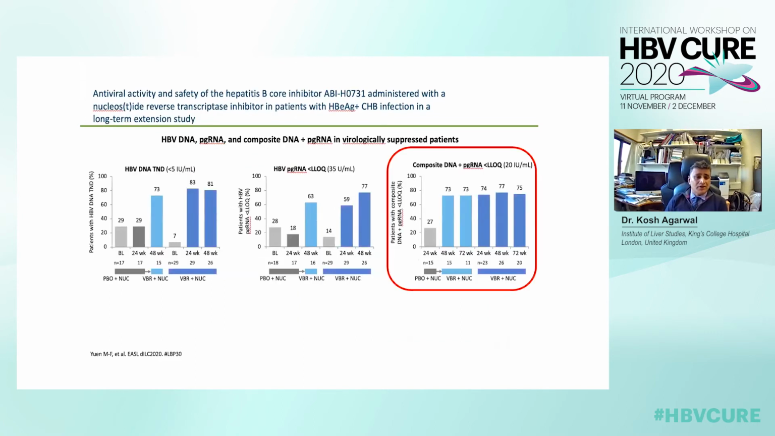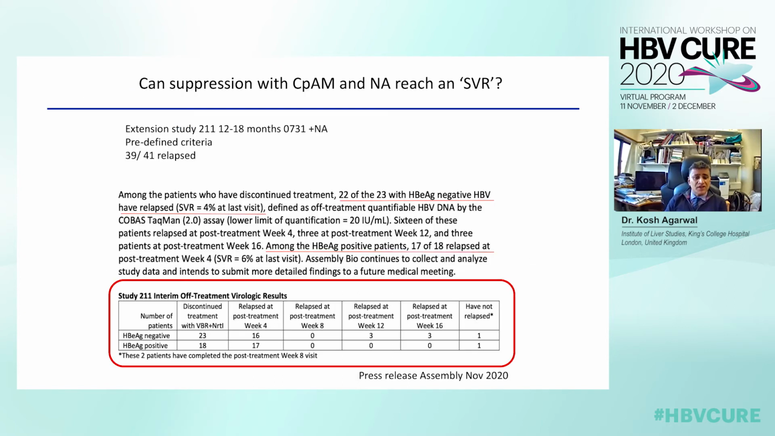And likewise, Assembly were aggressive with regard to this cohort. It's a small cohort. They followed this cohort out for a long period of time, utilizing this composite marker of DNA and pregenomic RNA at a fairly low level, seeing that up to 3/4 of patients at 72 weeks were negative at both these markers, and then were fairly brave in undertaking an assessment of whether they could achieve a quote-unquote sustained virological response.